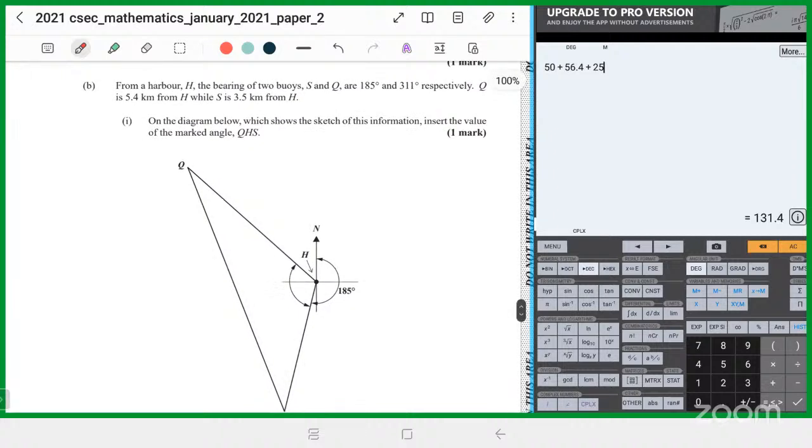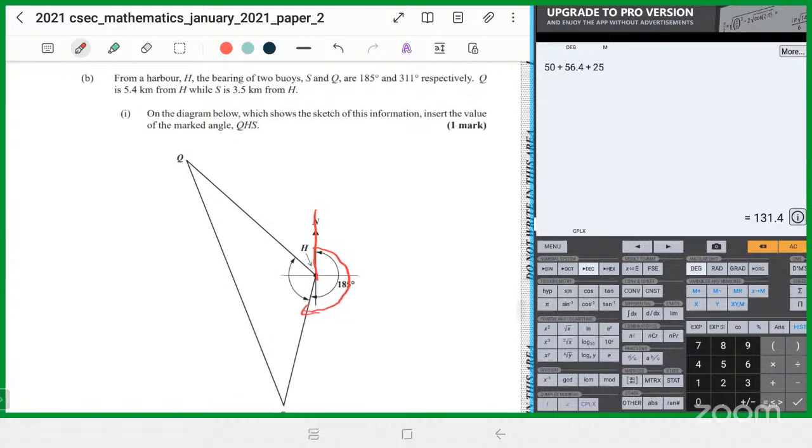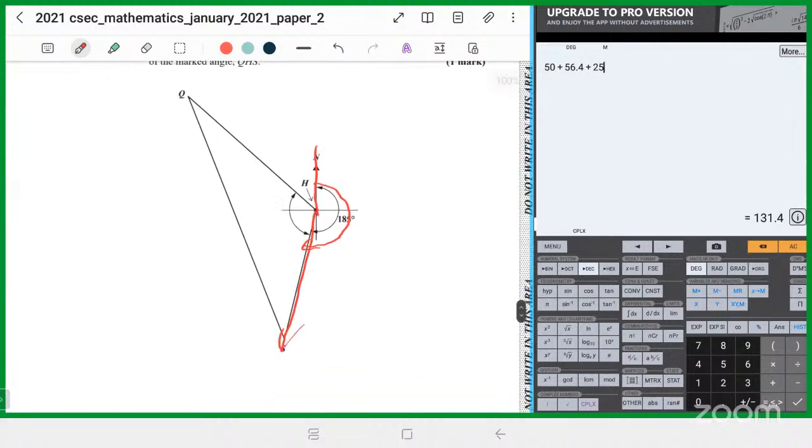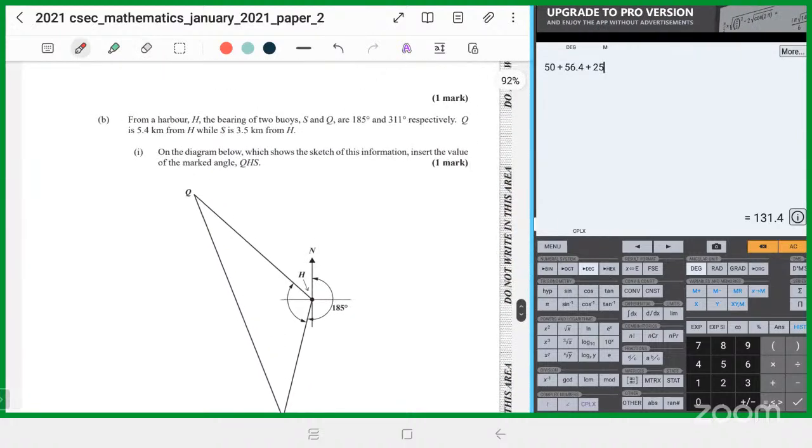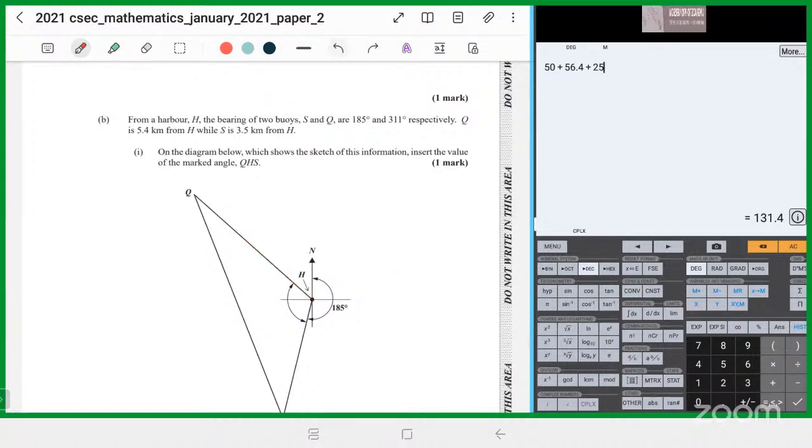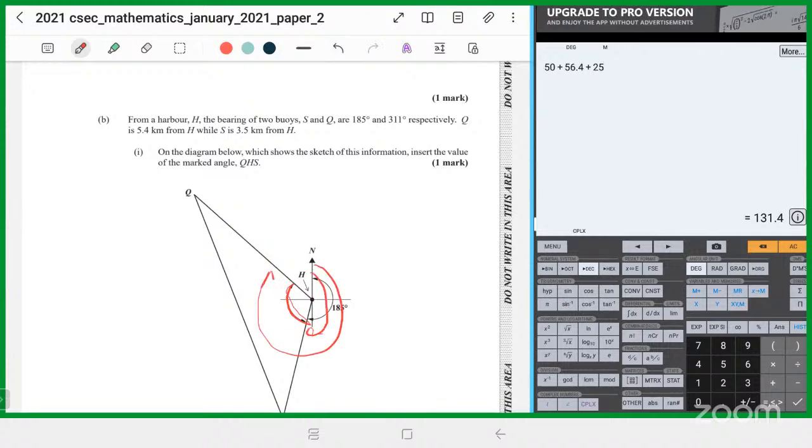So let's show the 185 on the diagram first. It's a clockwise angle from the north to the direction line that takes it down to S. The 311 is the direction line brought up to Q, which is all of this angle around here. And I'm sure they're going to want the angle between the two sides in here, which should be 311 minus 185.